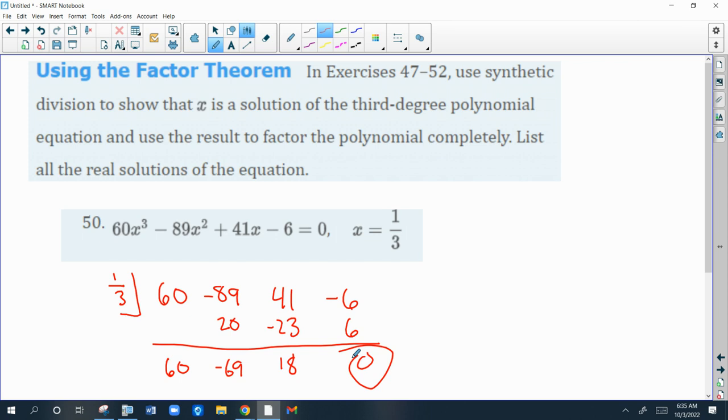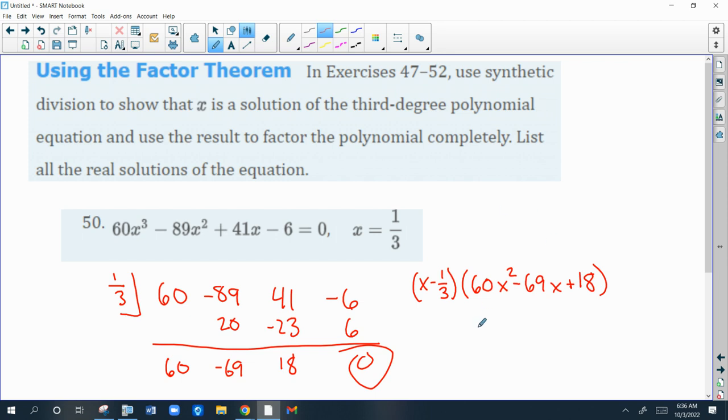It wants us to factor this. So basically what we have here is we have found out that 1/3 is a zero, so x minus 1/3 is a factor. And then we have 60x squared minus 69x plus 18 as the other factor.